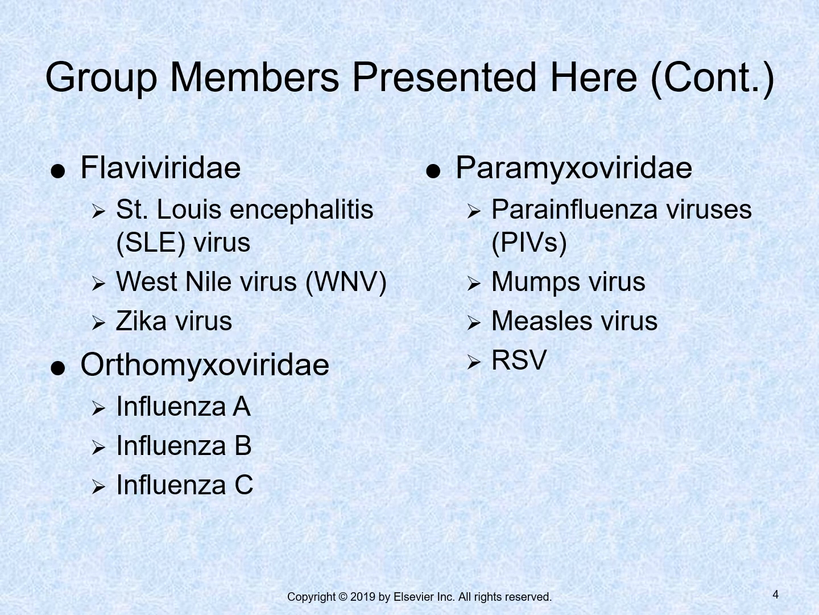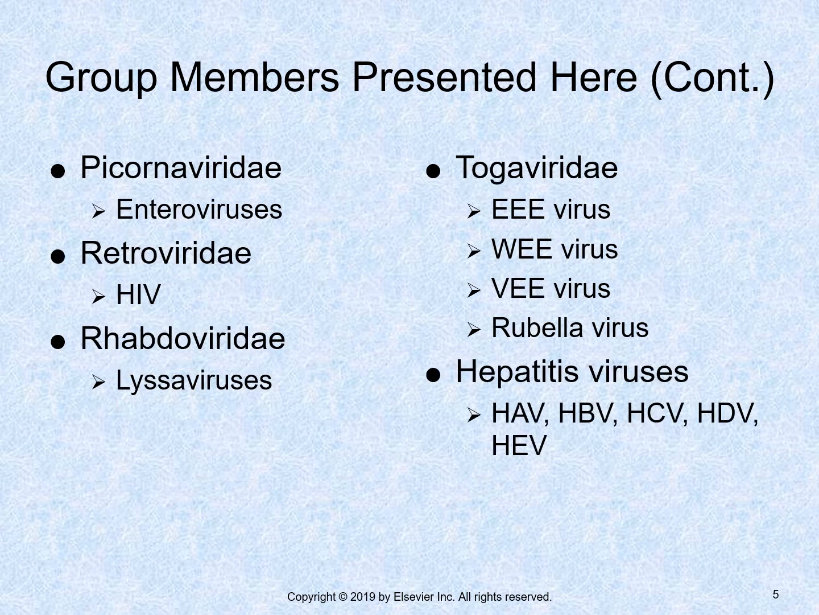In addition, Flaviviridae includes St. Louis encephalitis virus, West Nile virus, and Zika virus. The family Orthomyxoviridae includes the influenza viruses A, B, and C. Paramyxoviridae includes parainfluenza viruses, the mumps virus, measles virus, and RSV. Picornaviridae includes enteroviruses. Retroviridae includes viruses such as human immunodeficiency virus.